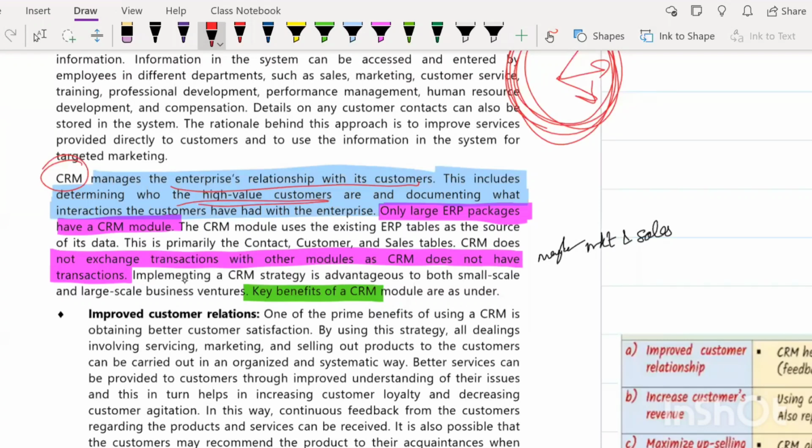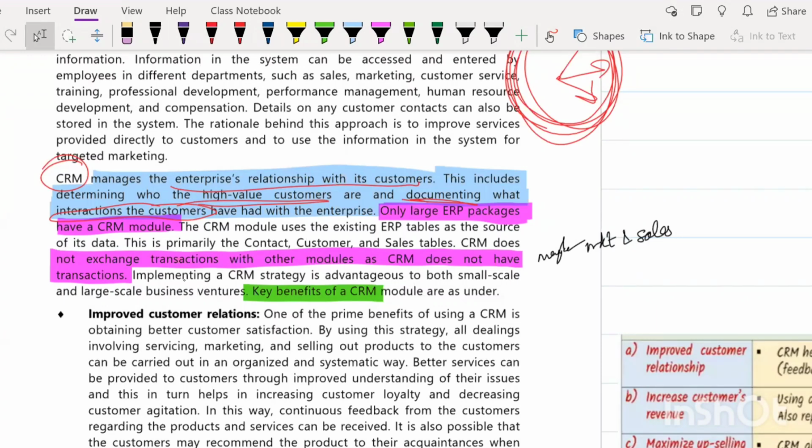So the CRM even helps you identify who your high value customers are, and the CRM also documents what interactions the customers have had with the enterprise. So these high value customers, what interactions they have made with the enterprise, what things they have bought and what things they have liked, what things they have not liked. All this the CRM will manage and tell you.